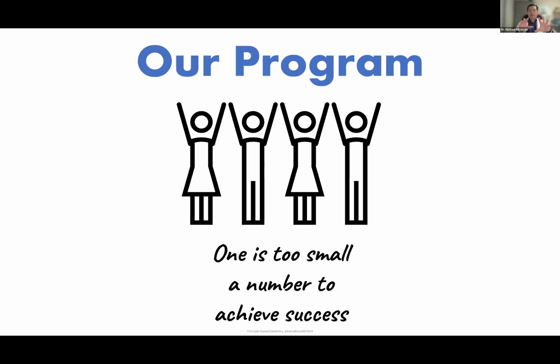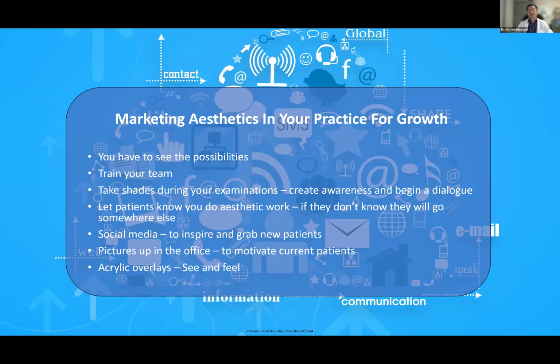So as we come to the end, one of the things to remember is that one is too small a number to achieve success. Take some of these ideas, and I hope you're able to implement some of these ideas tomorrow in your practice, or at least your eyes will see the possibilities. You have to train your team. If you do a lot of aesthetics, or at least in your mind you do a lot of aesthetics, but you're not doing a lot with your hands, go back tomorrow and remind your team that we have to look at our patients. We have to look at the aesthetic possibilities, and then let your patients know that you do aesthetic work. Use social media to show your aesthetic work and put pictures up in the office.